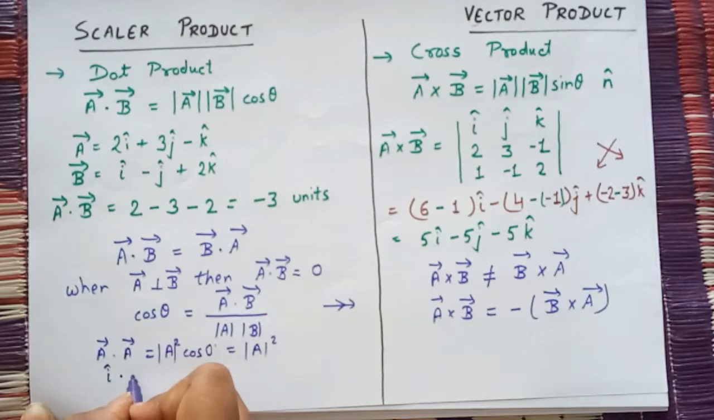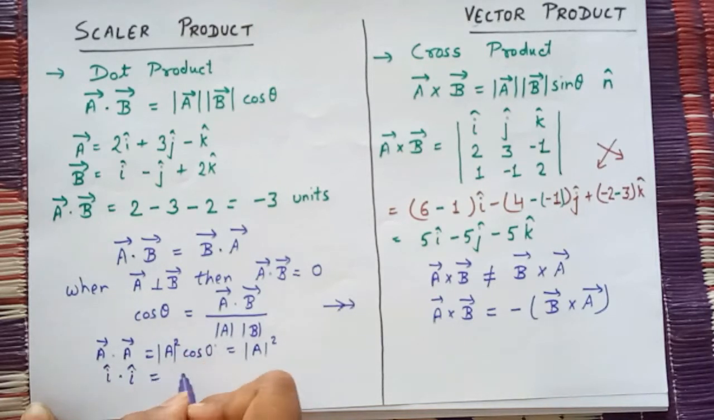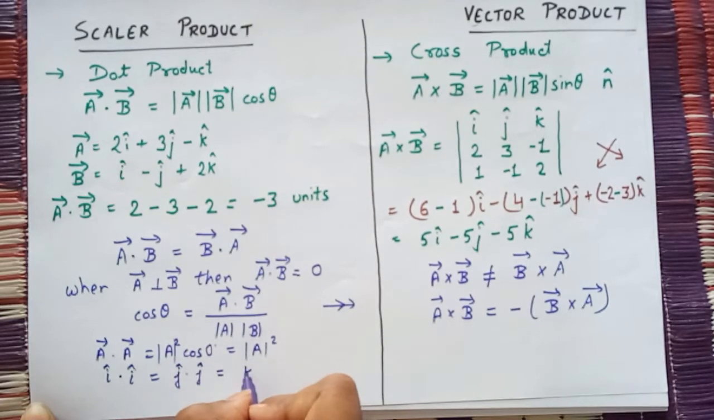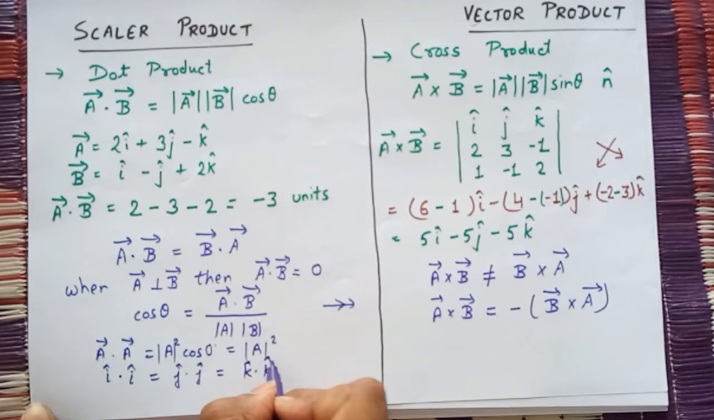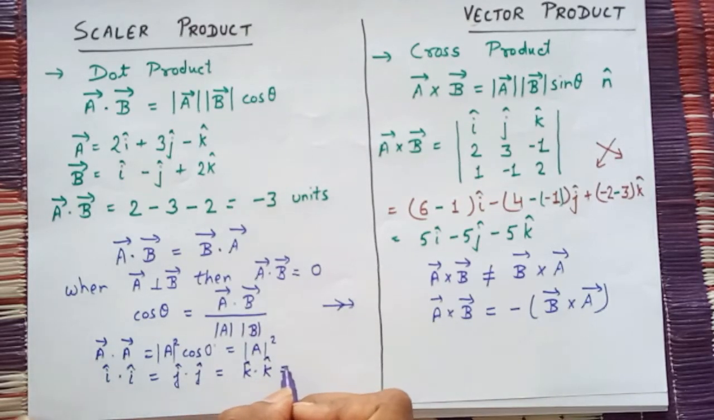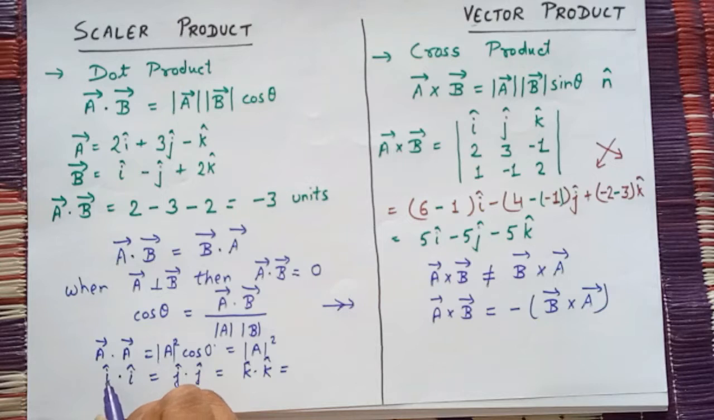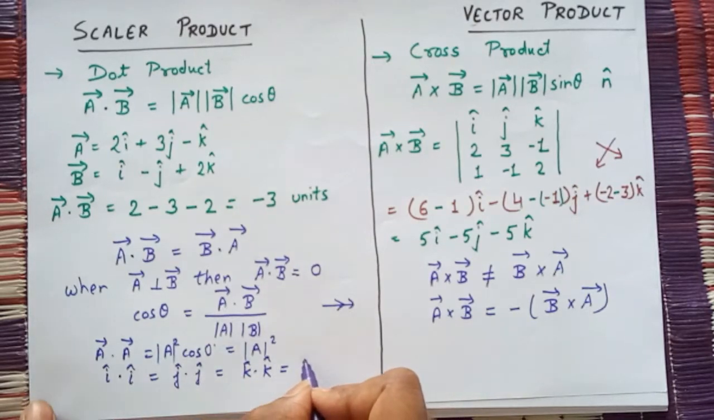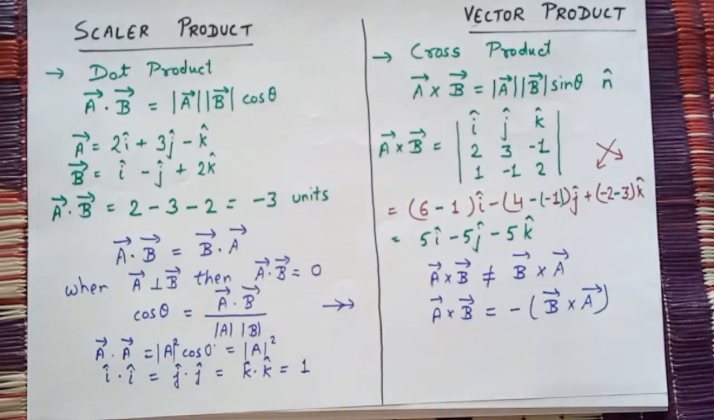Similarly, what is i cap dot i cap? It will be equal to 1. j cap dot j cap will also be equal to 1, and k cap dot k cap will also be equal to 1. Why are they all 1? Because i cap is a unit vector, so 1 multiplied by 1 multiplied by cos 0 will give us 1. Similarly for j cap and similarly for k cap.